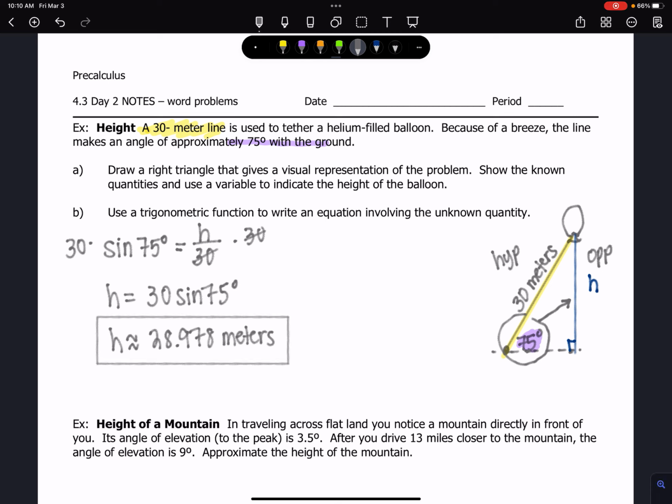And that's one of the simpler right triangle problems that you'll encounter.